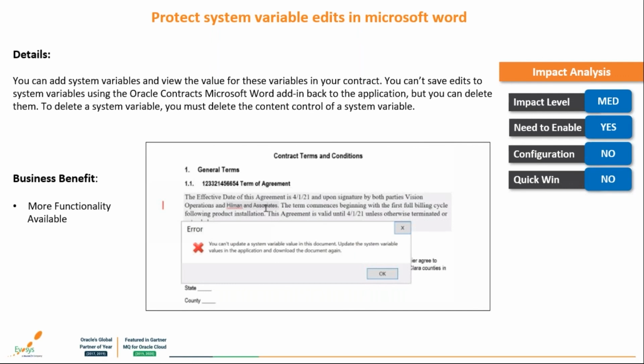The application displays an error when you try to edit a system variable using the Microsoft Word document. System variables should be updated directly in the application to reflect in the Word documents. The business benefit is more functionality available. The impact level is medium. You need to enable this feature. No need of configuration, and it's not a quick win for us.